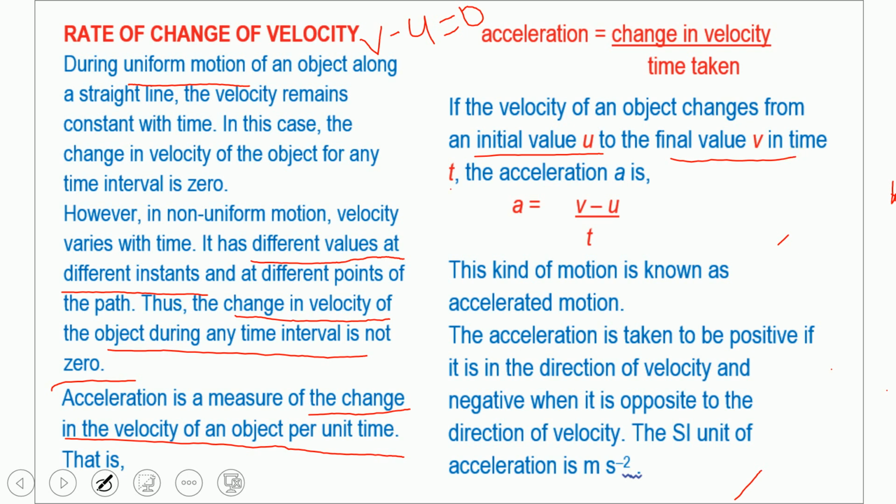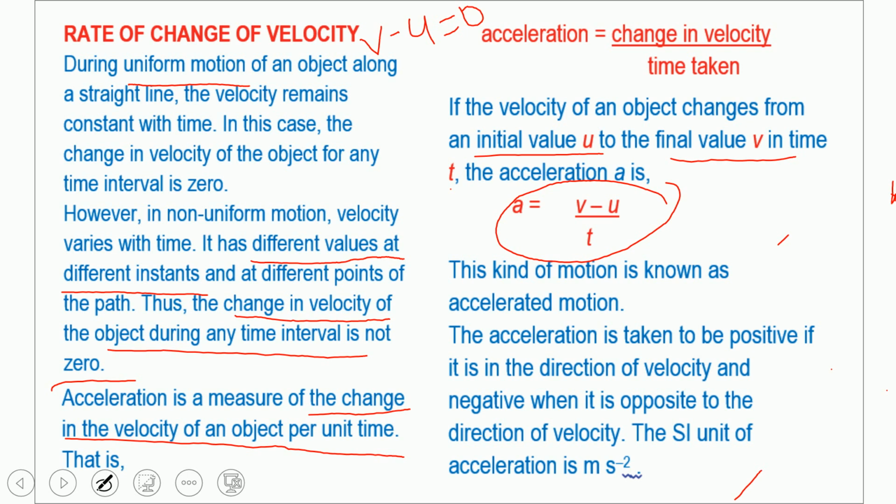Now we can say that A is equal to V minus U upon T. That is the formula. Very important. You must remember this. A is equal to V minus U upon T. Such a motion is called accelerated motion.